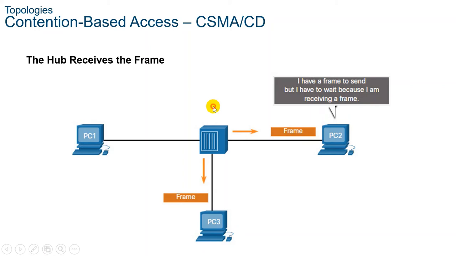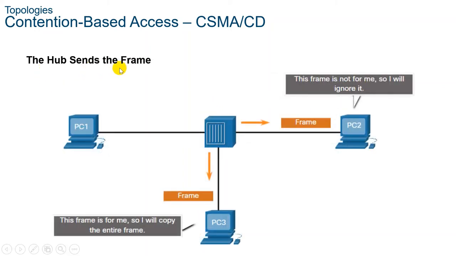And then the last phase is the hub sends the frame. All devices attached to the hub will receive the frame as shown in the diagram. However, because the frame has a destination data link address for PC3, only that device will accept and copy the entire frame. All other devices, NICs or network interface cards, will just ignore the frame, as with PC2. According to PC2, this frame is not for me, so I will just ignore it. That is because of the destination MAC address.